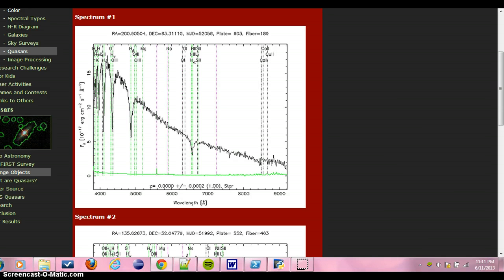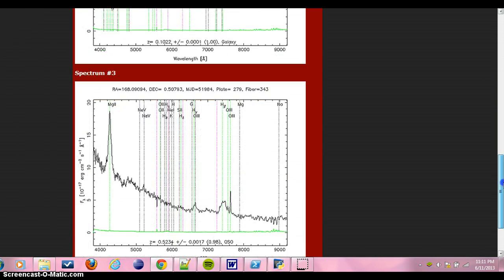For my project, I decided to work with quasars to learn more about these mysterious objects. When going through this tutorial, I came across graphs such as these that plotted the wavelength emitted against flux for different objects such as stars, galaxies, and quasars.